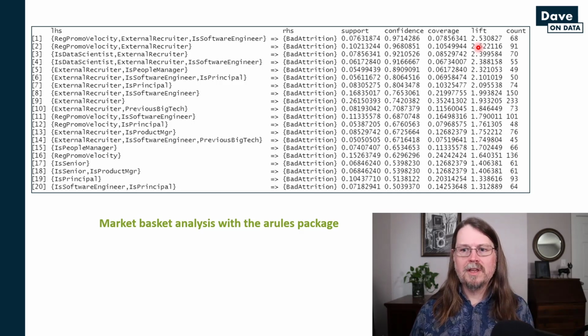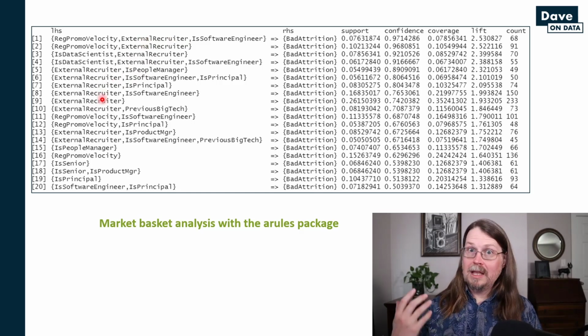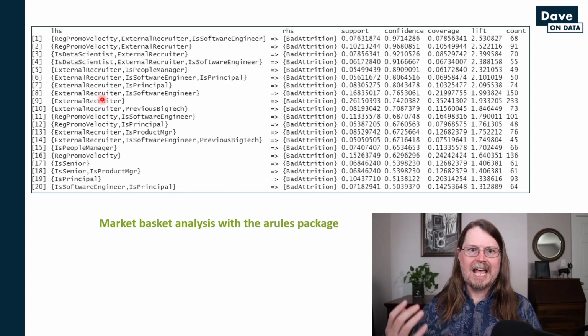And you can see some other things going on here too. You can see that external recruiter is very, very prominent. It's in a lot of these particular scenarios. They're known as rules, by the way. So external recruiting, apparently, at least based on this HR data, is a double-edged sword. Yes, maybe they help you land new candidates to fill your open positions. However, at least based on this data, external recruiting is disproportionately associated with bad attrition.